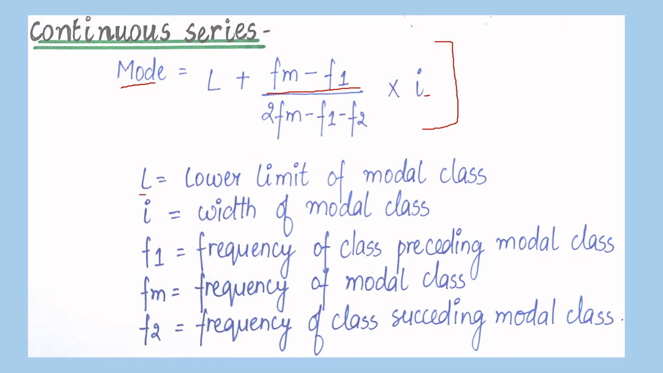Here L is the lower limit of modal class, I is the range of modal class, F1 is the frequency of class preceding modal class, means the frequency of class which is present before the modal class. Fm is the frequency of modal class. F2 is the frequency of class succeeding modal class. It means the frequency of class which is present after modal class.